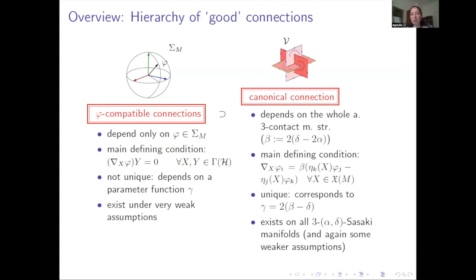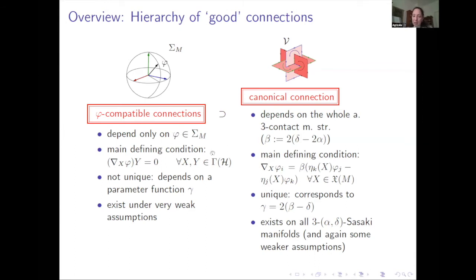Now here come the two, this hierarchy of good connections I would like to explain to you. The idea is that first, phi-compatible connections, as I mentioned, are going to be defined for any choice of almost contact structure on this associated sphere of contact structures, which comes along with my 3-contact manifolds. So the notion of phi-compatible connection depends only on the choice of some one such phi.